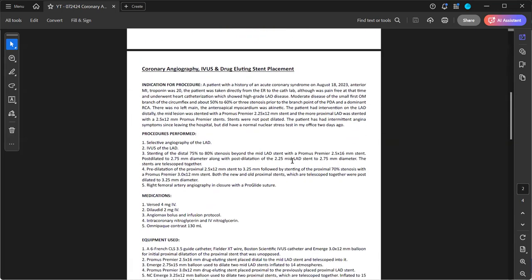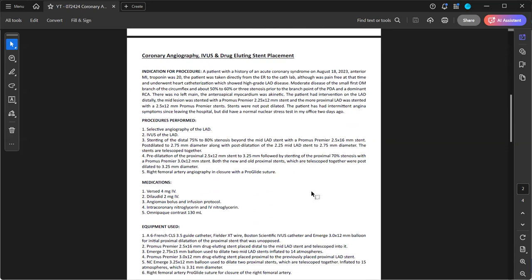So for this week's case study, we are looking at coronary angiography, IVUS, and also drug-eluting stent placement in one of the coronary arteries. But before I jump into this case, I wanted to talk briefly about what CPT has to say about coding for diagnostic coronary angiography and diagnostic heart catheterization prior to an intervention occurring.